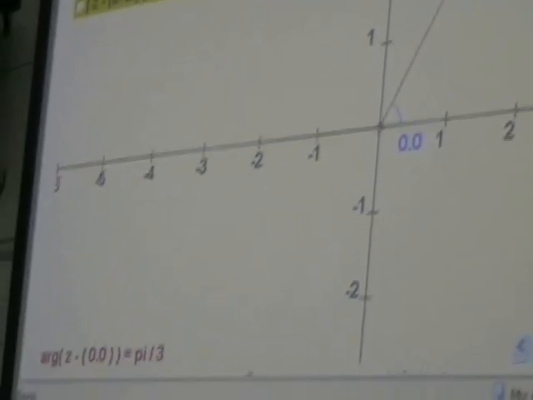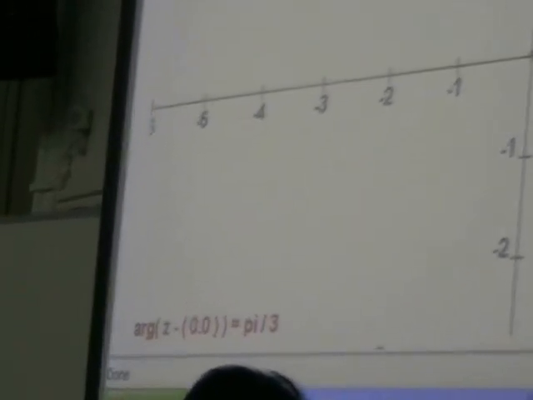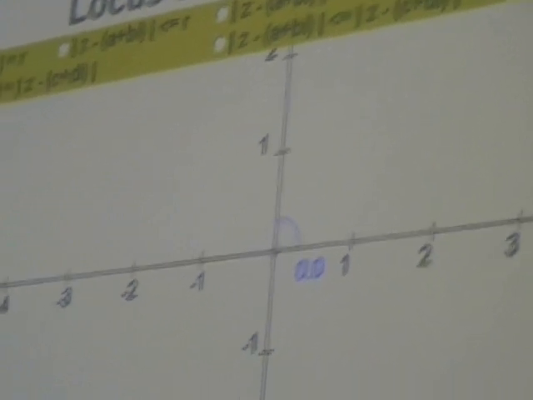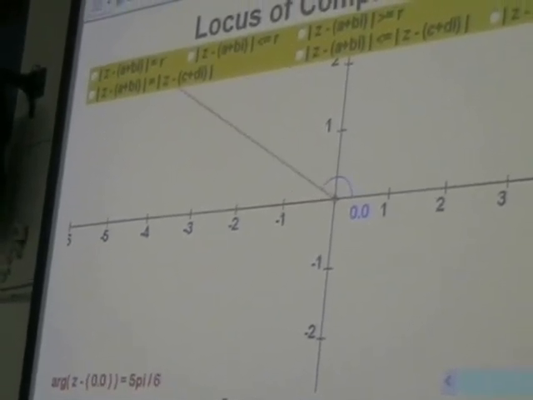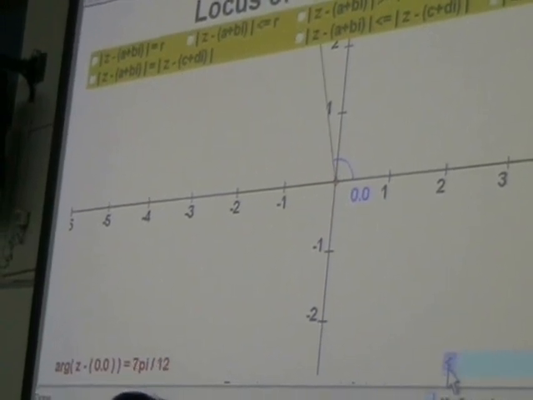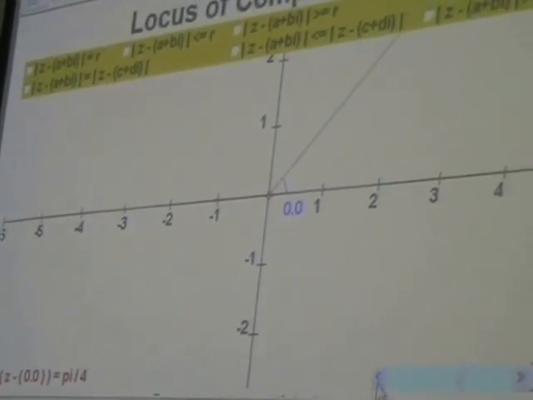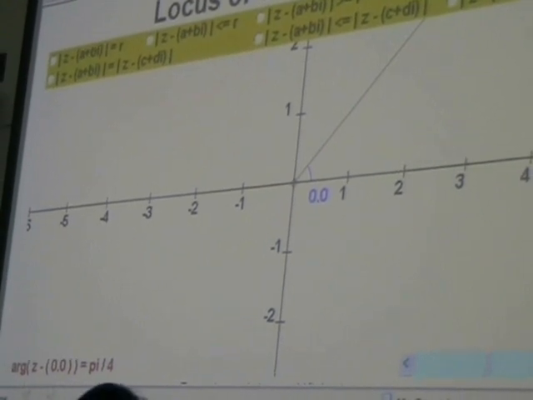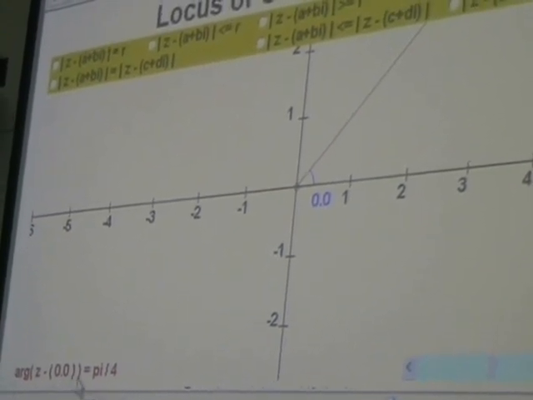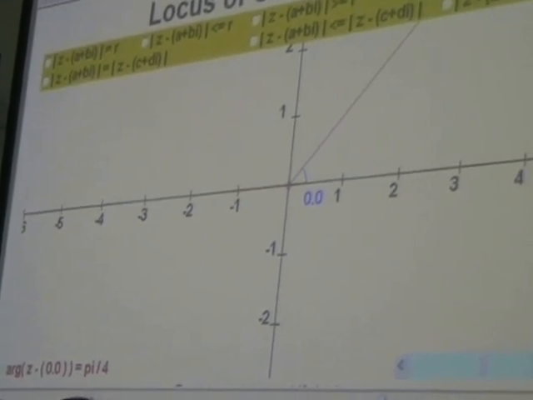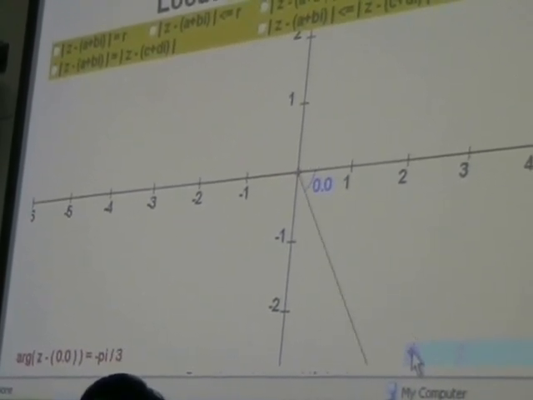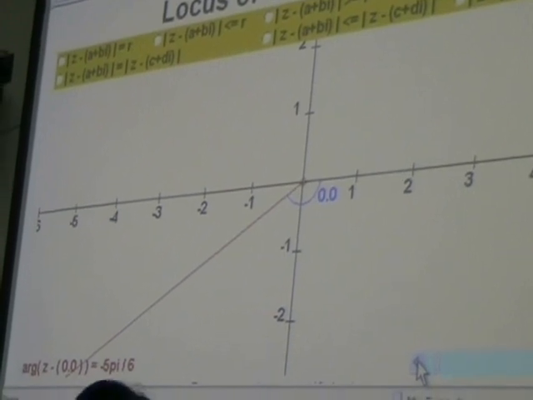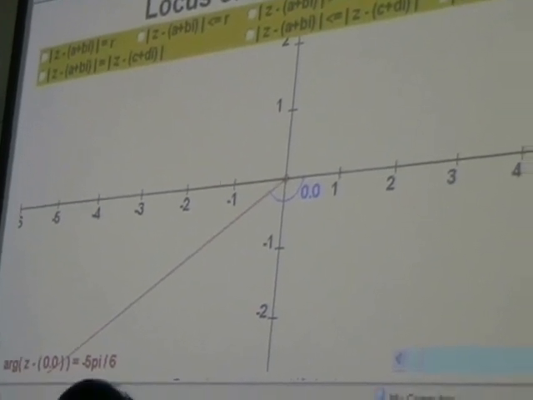So I can have different angles. There's this scroll bar here that I can use to change. I can have other angles like pi over 2, 2 pi over 3, any angles. So all these equations have this form: argument z minus something equals a certain angle. The angle can also be 0, can also be negative. So these are the different loci that satisfy this equation.